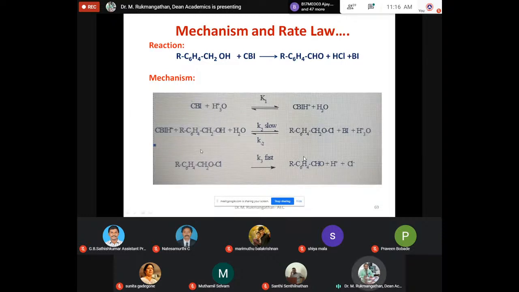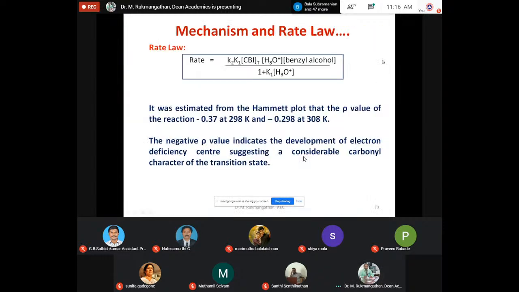When you take out the unnecessary things, we can end up with this reaction. The rate law has been deduced after careful derivations, which involve about 4 or 5 pages, and we ended up with the rate law. From the rate law, we can tell the effects of various substrates and oxidants on the reaction rate.